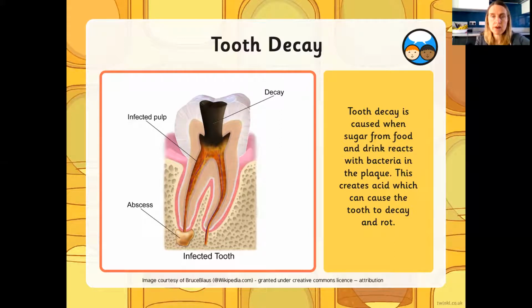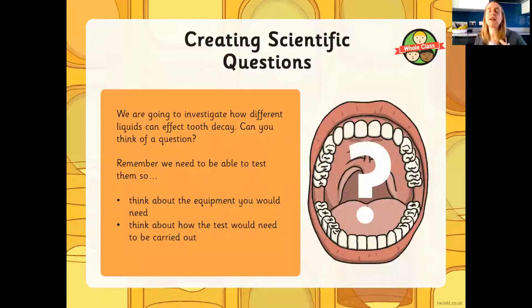So today we are going to be planning and doing an investigation to investigate how different liquids can affect tooth decay. So what I want you to do first of all is come up with a question. We want to find out if different liquids do different amounts of decay to a tooth, okay? Think about what we might need to do this and think about how you would carry this test out. I'd like you just to pause the video for a moment and have a little think, okay?